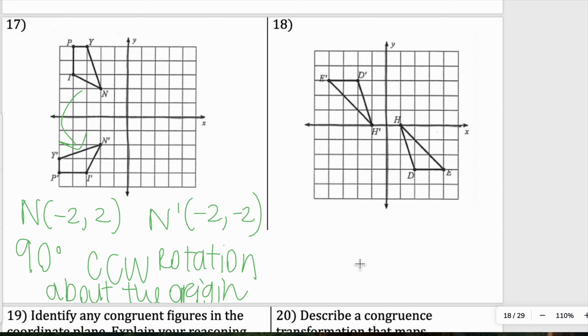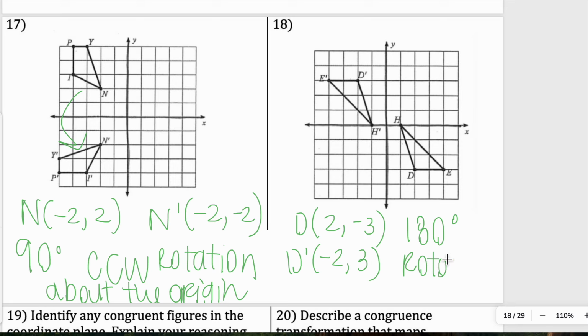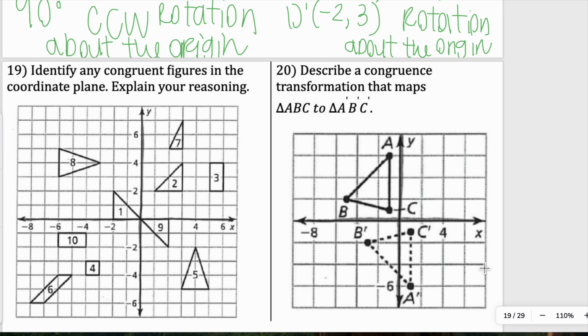For number 18, this one is also a rotation. Letter D, I just focused on that one, is at 2, -3, and then D prime switched to the opposite, -2, 3. That only gives me one option, and that's a 180-degree rotation about the origin.